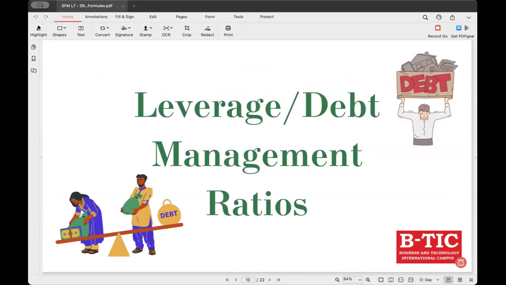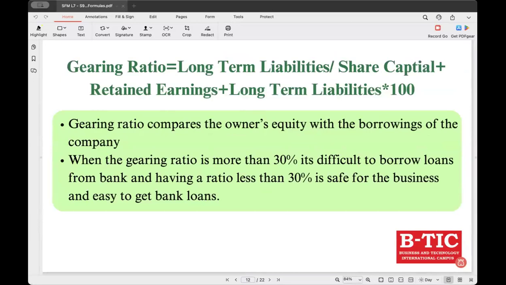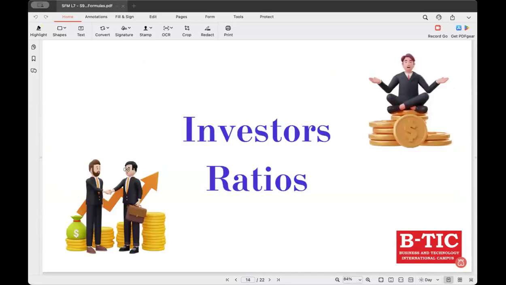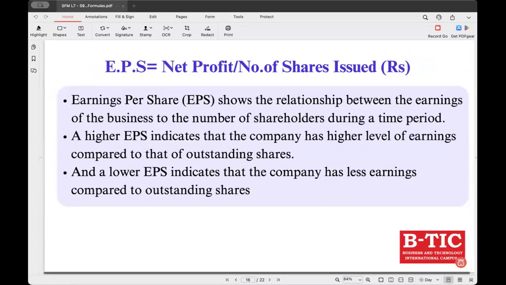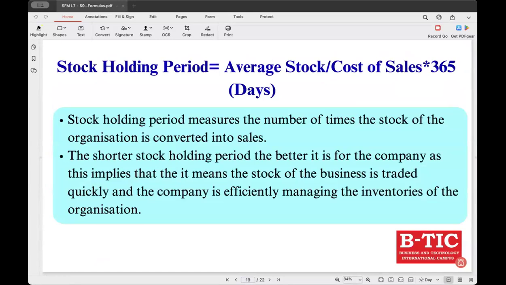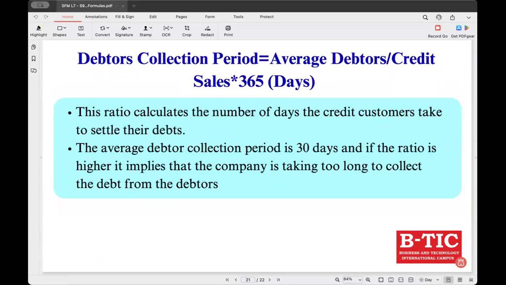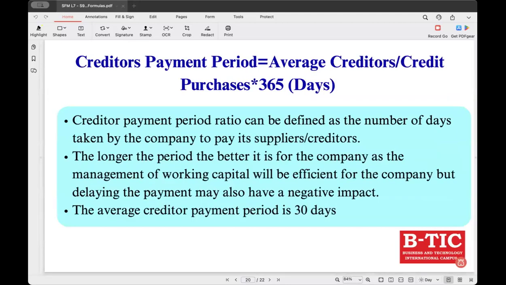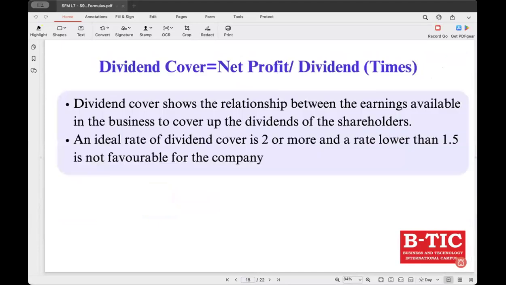And then we learned about leverage or debt management ratios. We learned about interest cover, gearing ratio, debt to asset ratio, and then investors ratios, EPS, DPS, and dividend cover. And then we learned about the efficiency ratios: stock holding period, creditors payment period, and debtors collection period, and also gave you the analysis, like how do you compare, and if it is higher, it's better. If it is lower, it's not good.